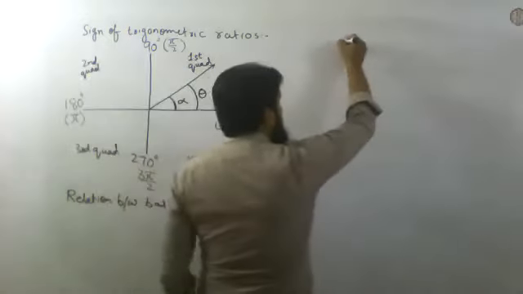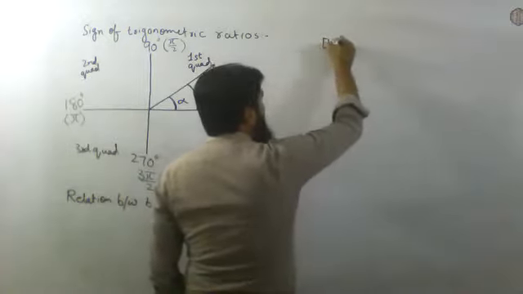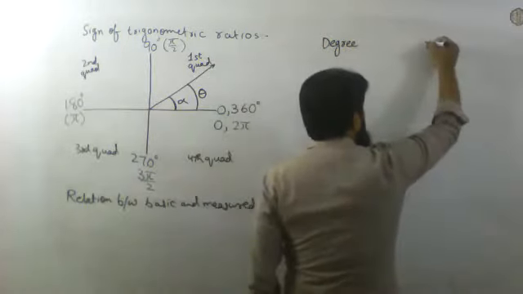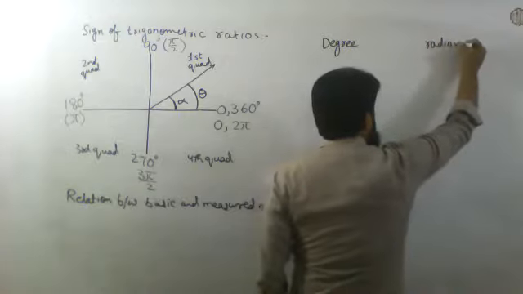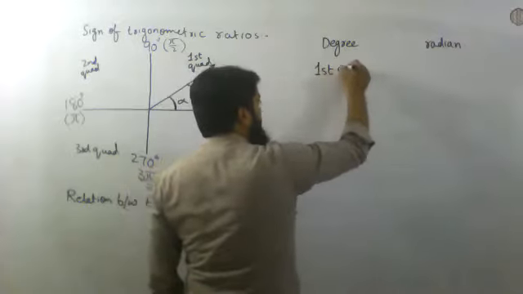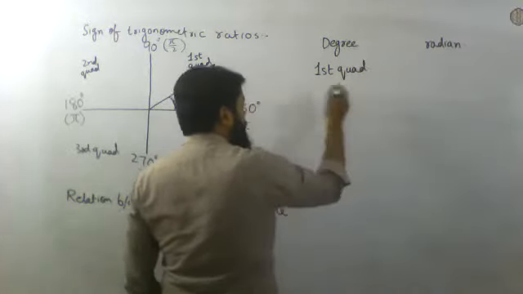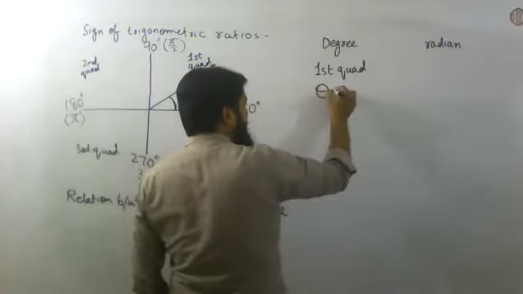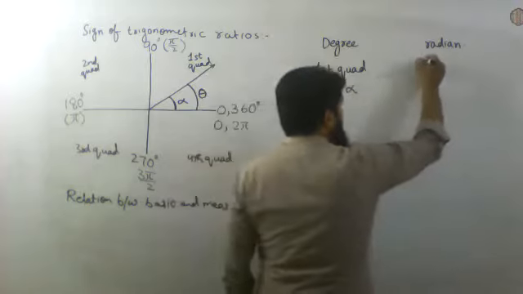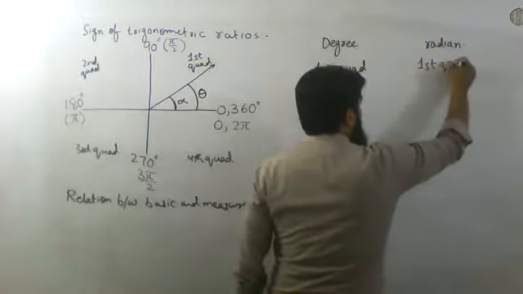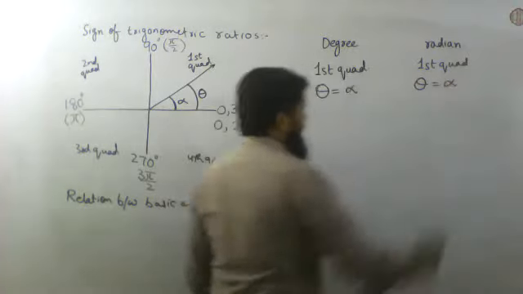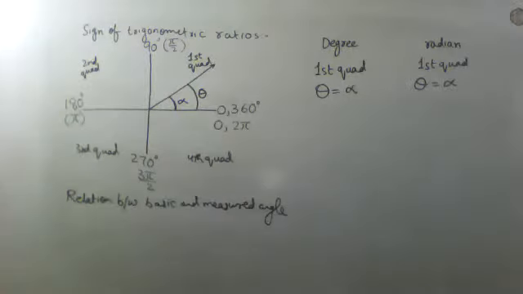So I can say that now I will be making it in two different forms. One is in degree and one is in radian. Okay, so for degree in first quadrant, your measuring angle will be equals to your basic angle. First quadrant, your measuring angle will be equals to your basic angle. Okay?